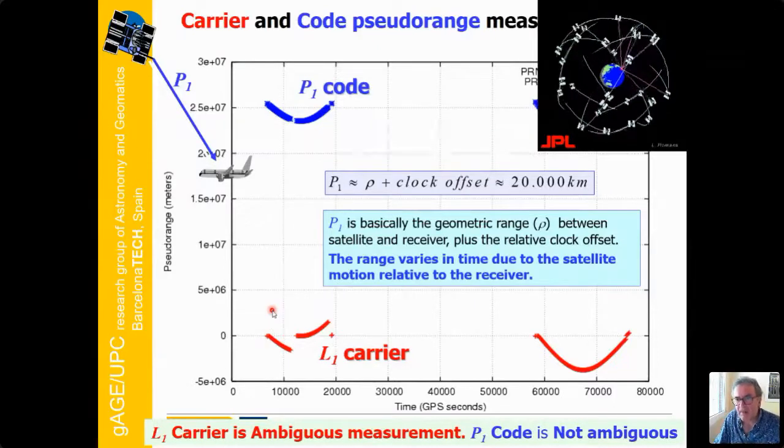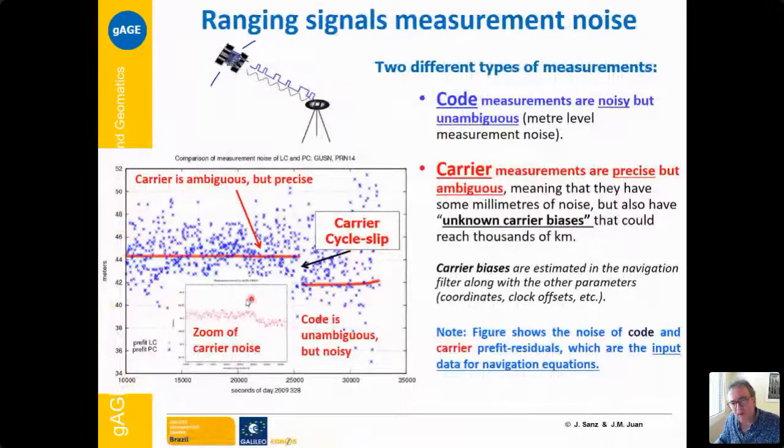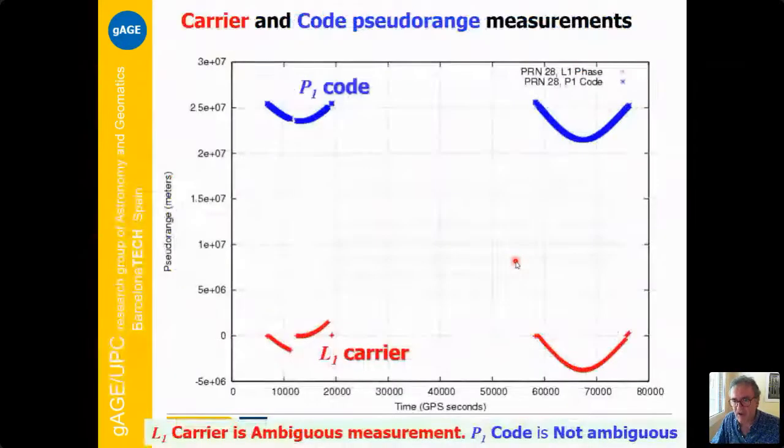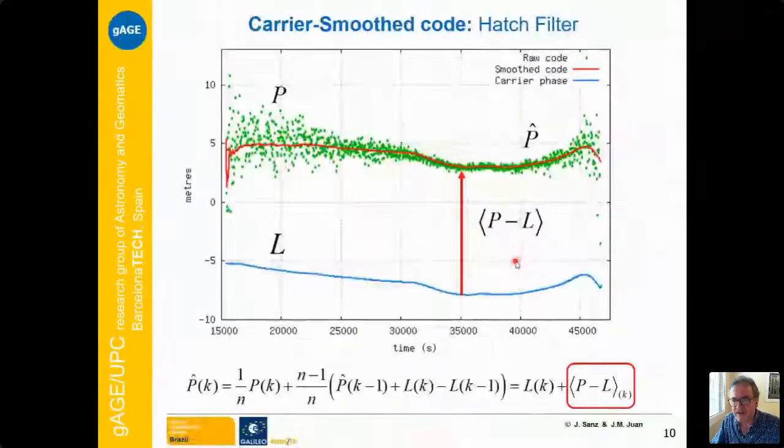But if we are able to repair the carrier phase, we will have very, very good measurements, because carrier phase measurements are about 2 orders of magnitude more precise than code. Then it is precise, but it is ambiguous. Well, these are the general ideas for the introduction.